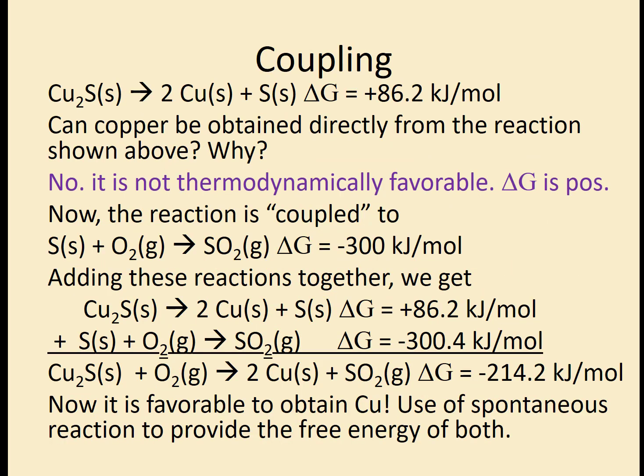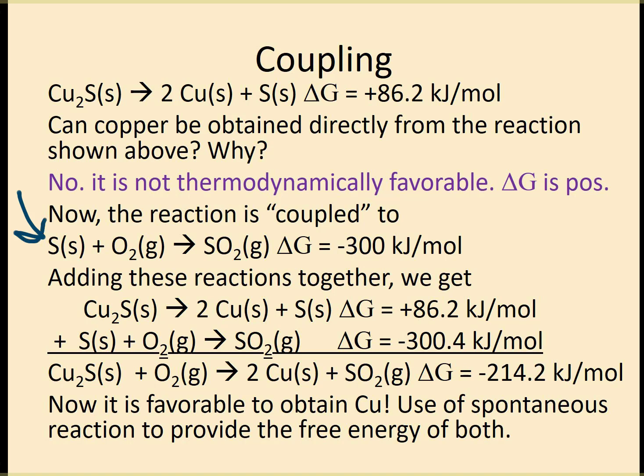So let's look at this coupling. Looking at the reaction at the top, I see I have some copper 2 sulfide, and we are getting the element copper from this compound. And notice that it is not a thermodynamically favorable process because my delta G is positive. So how can I get the copper from my copper 2 sulfide? We can couple it with this reaction.